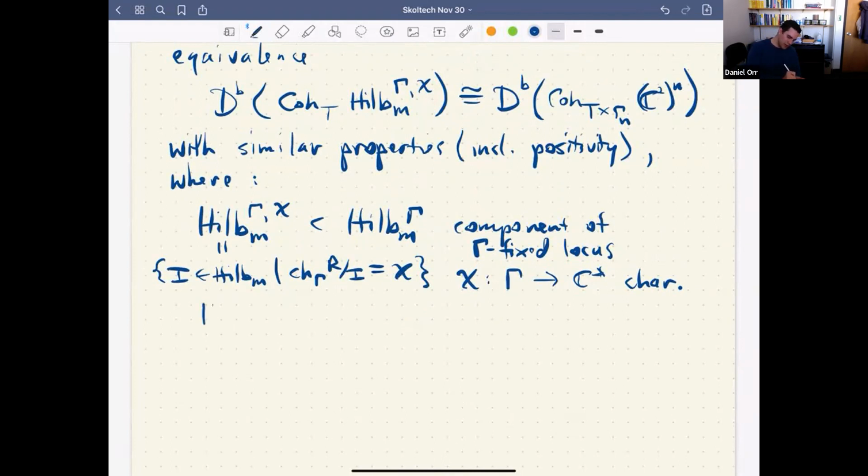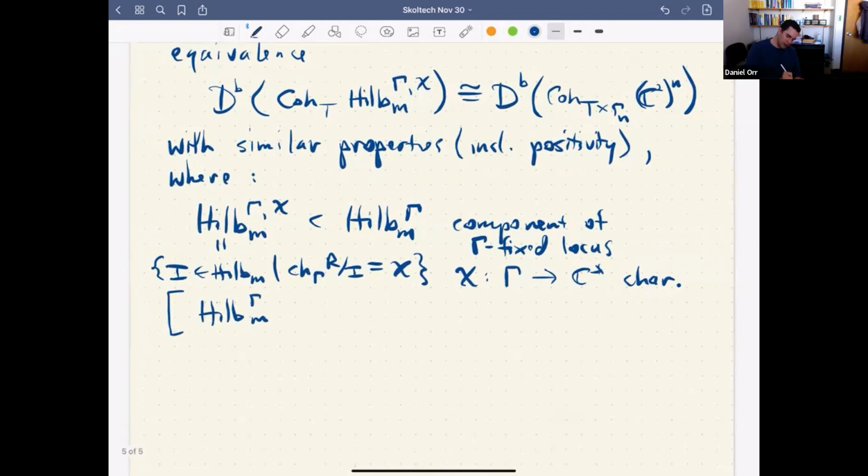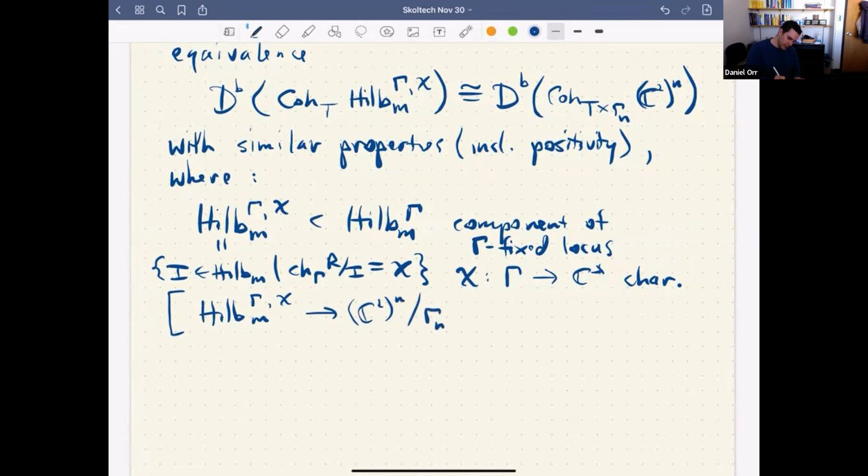So, Hilb M gamma chi. This is not really part of the conjecture, but just extra information. This is a resolution.